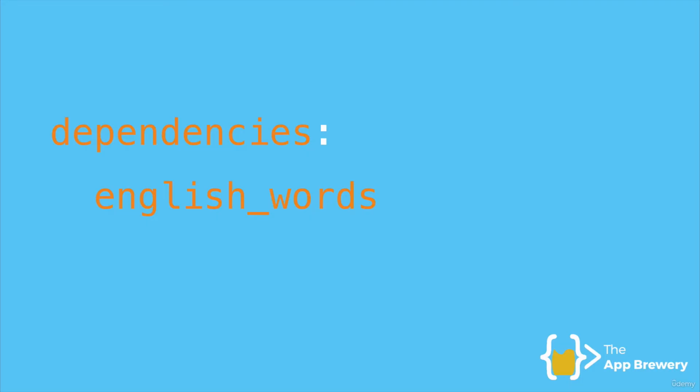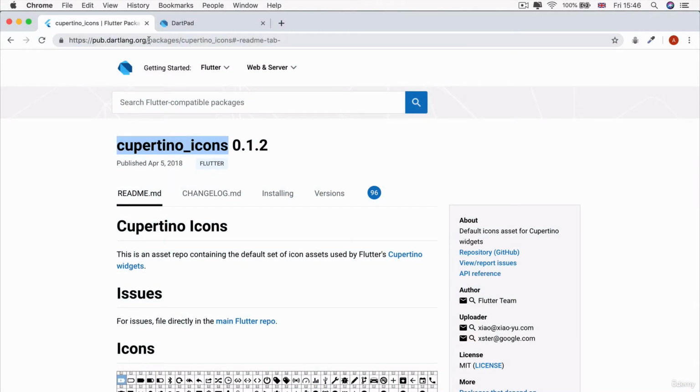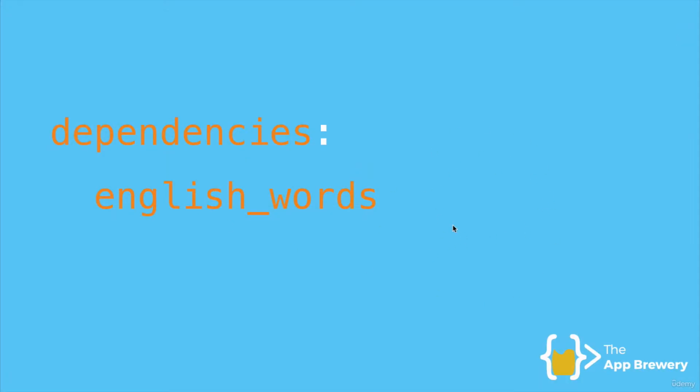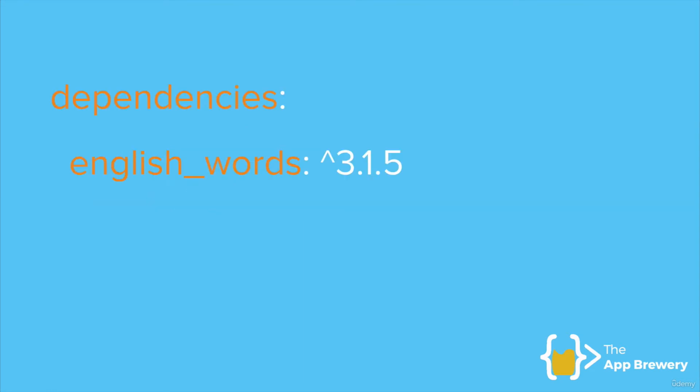Now what this does is tell Flutter to grab this particular package called English Words from the default location, which is that same website I just showed you, pub.dartlang.org. By not having any numbers after this, we're saying grab any version you like, any one that you can find essentially. But if we add a version number after the name of the package, we're telling Flutter to download any version of this package that begins with the major version of 3.